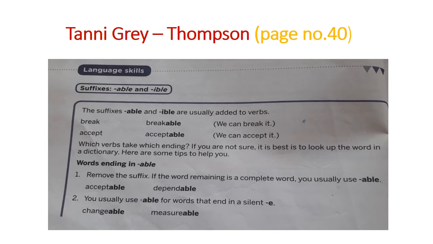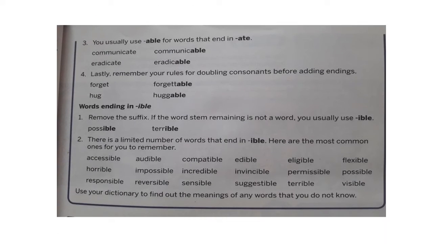Next, you usually use ABLE for words that end in a silent E. Change. So ABLE is added there, so changeable. E is there but E is silent. Measure, measurable. So in this way it goes. Next, number 3, you usually use ABLE for words that end in ATE. Communicate, communicable. Eradicate, eradicable.